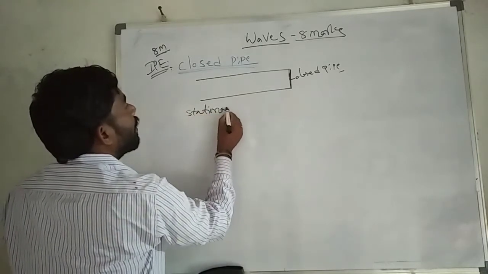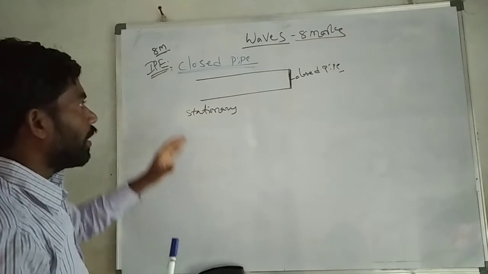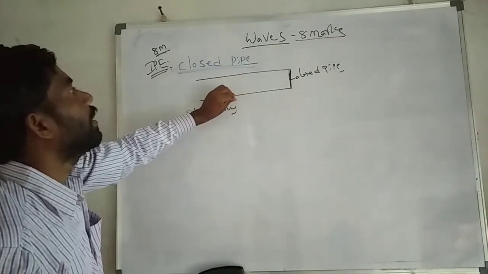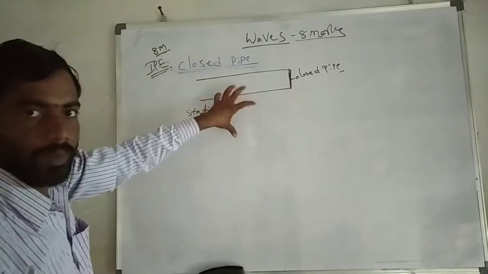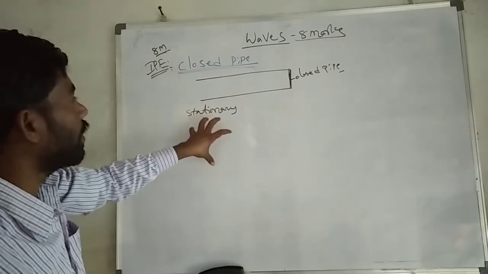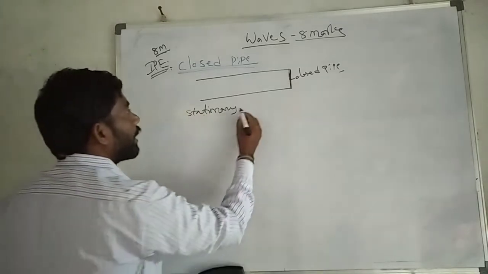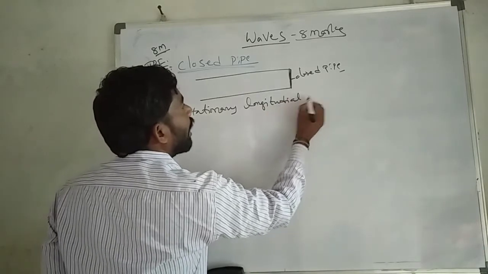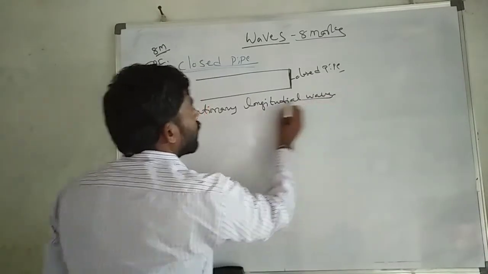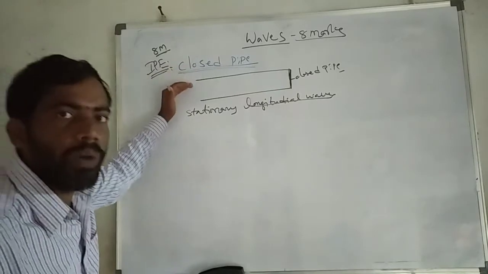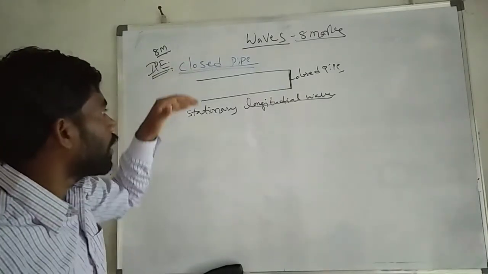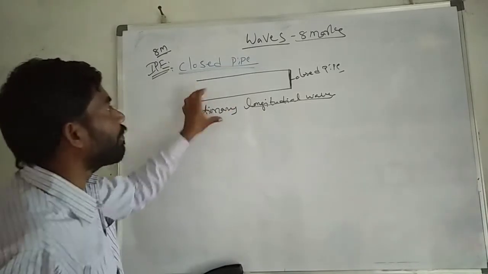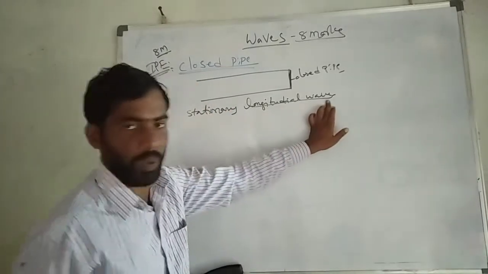In this stationary wave, we send a sound wave. That's why, in the cylindrical closed pipe or open pipe, the stationary wave is a longitudinal wave. In the closed pipe or open pipe, a stationary wave is formed. This stationary wave belongs to the longitudinal waves.